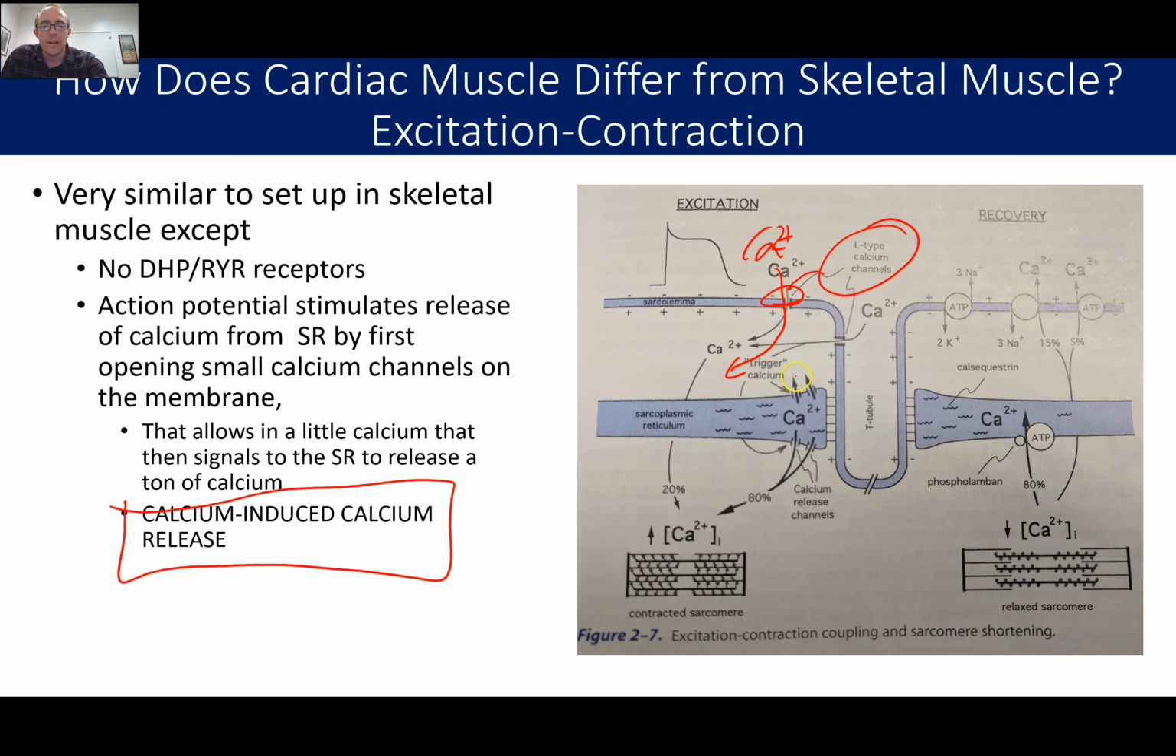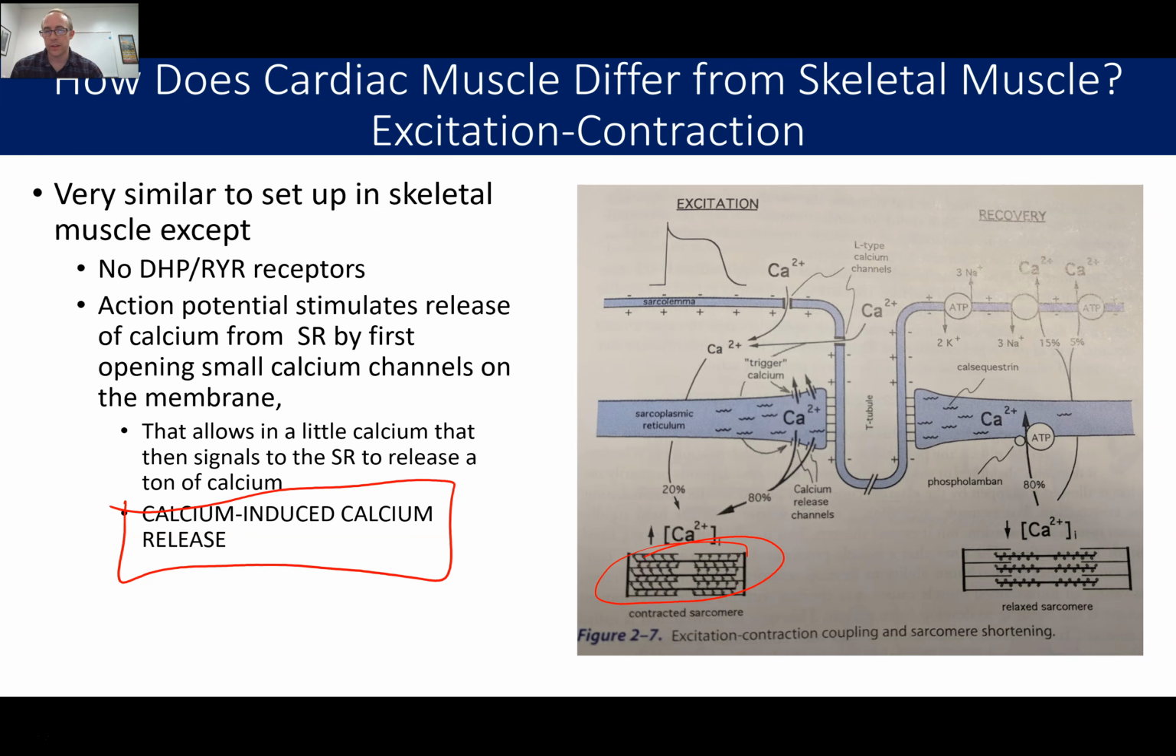And that calcium is then going to stimulate the SR. We're not going to talk about the mechanism. Just suffice it to say that calcium flowing into the cell stimulates the SR to release even more calcium. So this is called calcium-induced calcium release. You're using a little bit of calcium to wake up the SR to release a lot of calcium. About 20% of the calcium that binds to the troponin comes from outside of the cell. 80% is going to come from the SR.